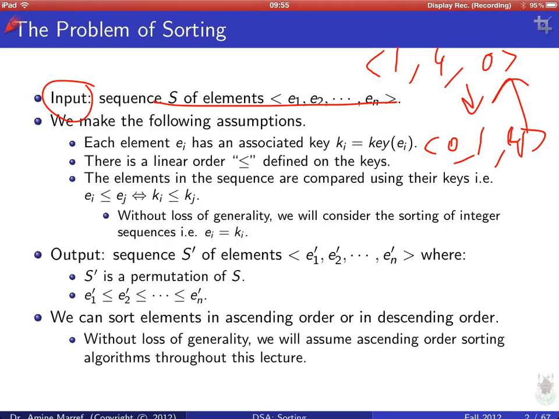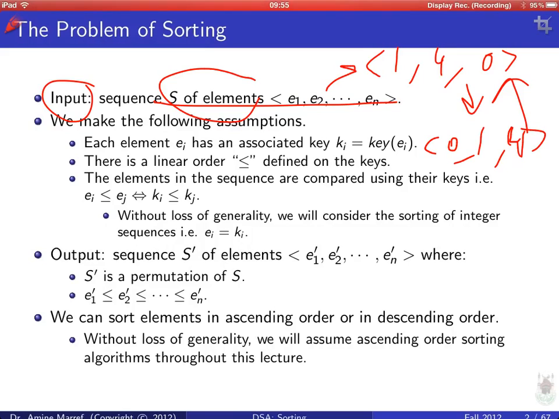Now, if we are sorting in decreasing order with respect to the student's name, which one goes first? So we want to sort in decreasing order with respect to the name. Which one goes first?